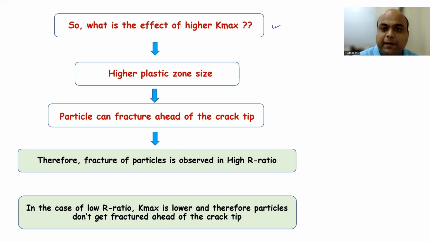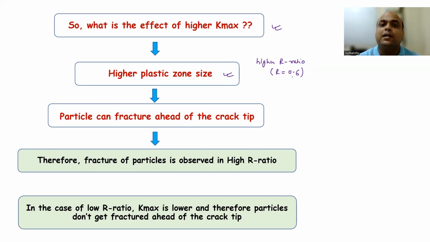So the effect of Kmax, you're going to see higher plastic zone size, right? Because Kmax is higher at higher R ratio. In this case, R is equal to 0.6. Okay, so you are going to observe higher plastic zone size as R equals 0.6.